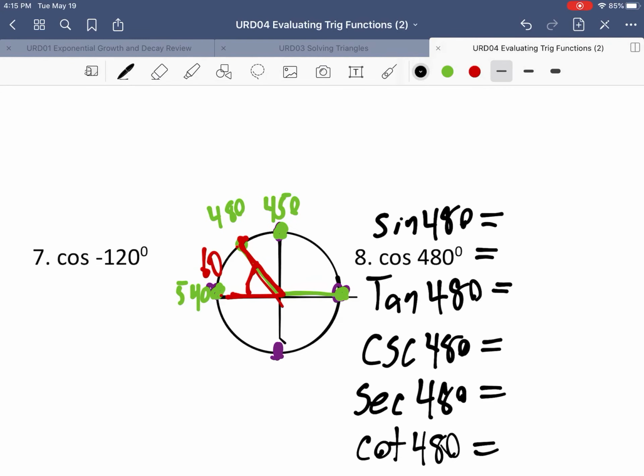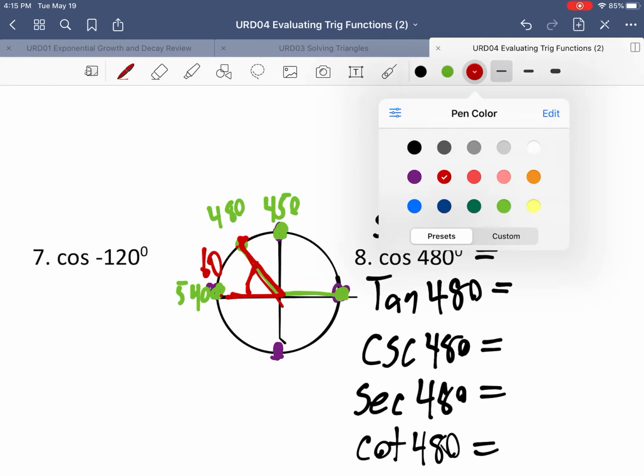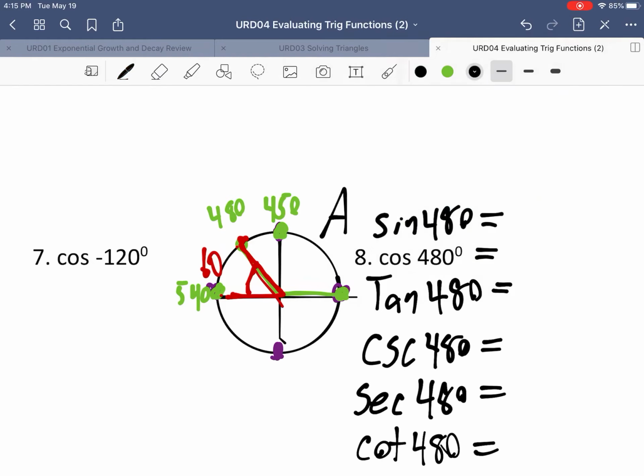And I need to identify the sign of each of these values. Now, I didn't address it before, but depending on the quadrant we're in, certain functions are positive. So in quadrant 1, all the trig functions are positive. But because we're not in quadrant 1, that's not relevant to this problem.